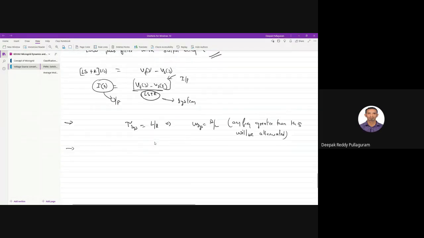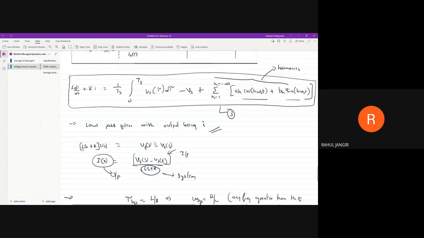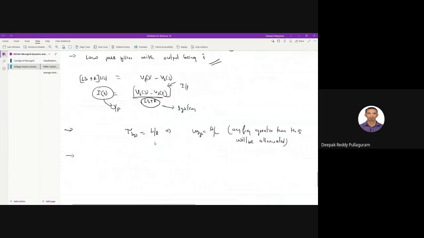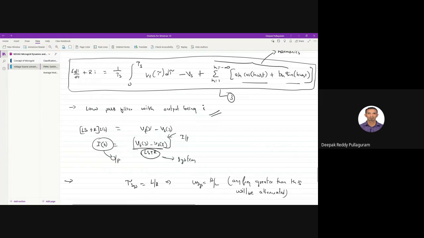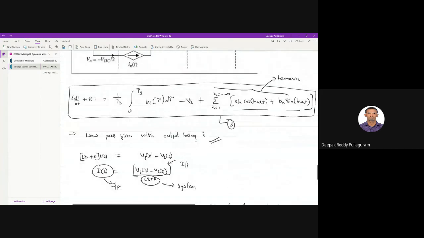Now, since the system is linear, can I apply the superposition theorem? Yes, sir. Since we are talking about a system, I'm applying the superposition theorem. Let me split it into two parts: one is a DC part, another one is a non-DC part, like the harmonics part, or you can say the ripple part. In the DC part, I only consider the DC quantity.